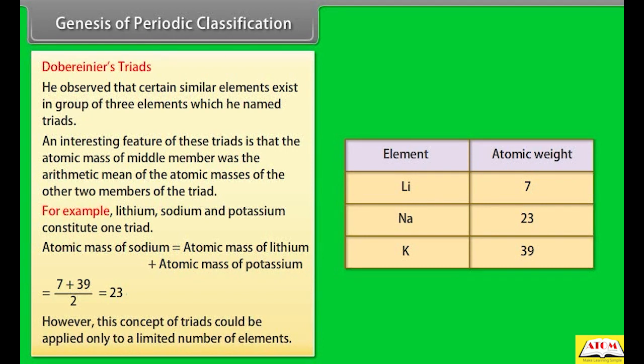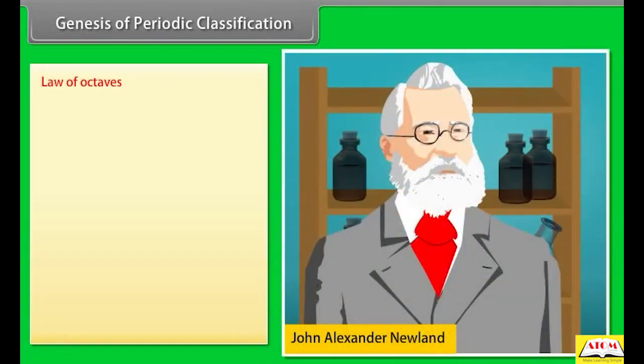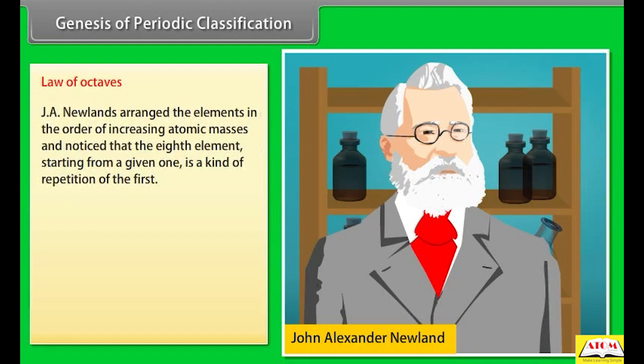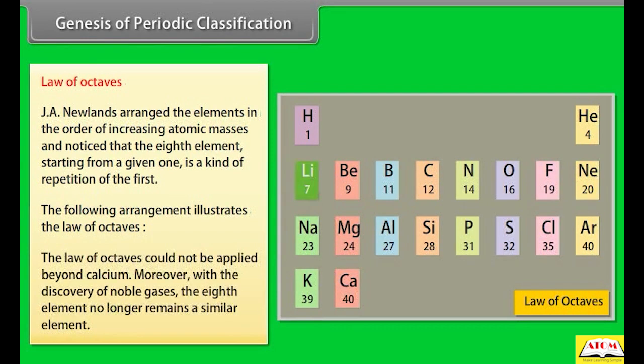However, this concept of triads could be applied only to a limited number of elements. Law of octaves. J. A. Newlands arranged the elements in the order of increasing atomic masses and noticed that the 8th element starting from a given one is a kind of repetition of the first. The following arrangement illustrates the law of octaves. The law of octaves could not be applied beyond calcium. Moreover, with the discovery of noble gases, the 8th element no longer remains a similar element.